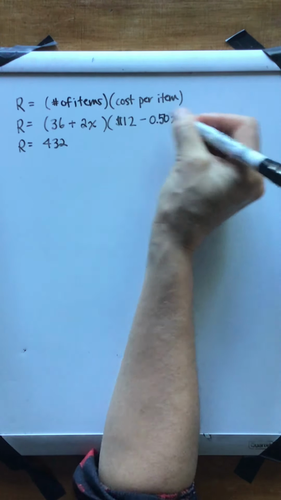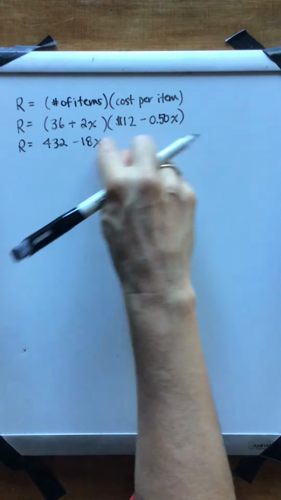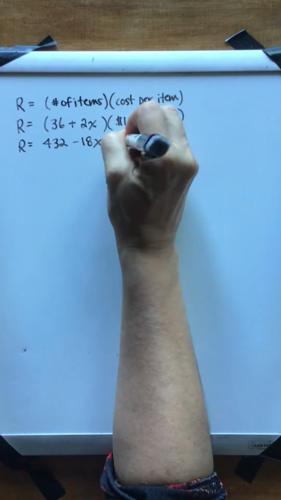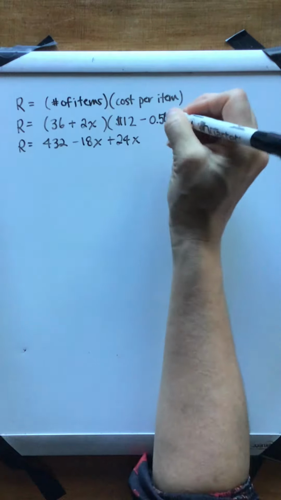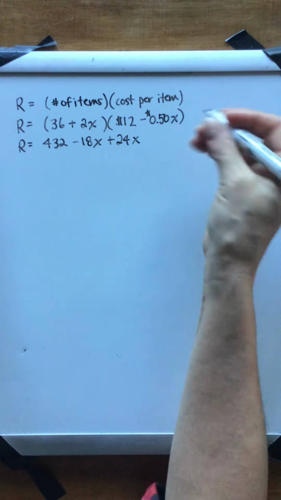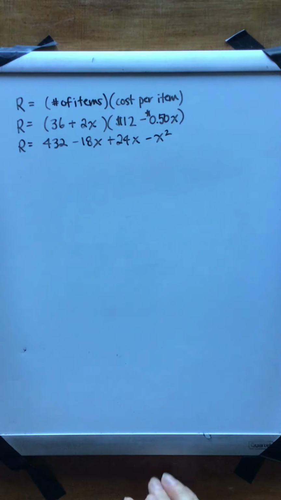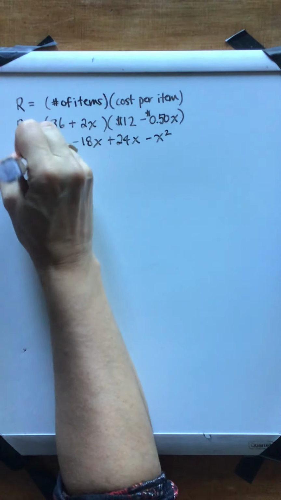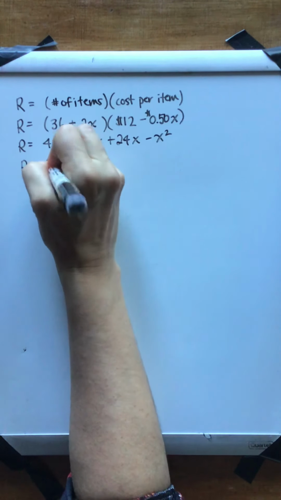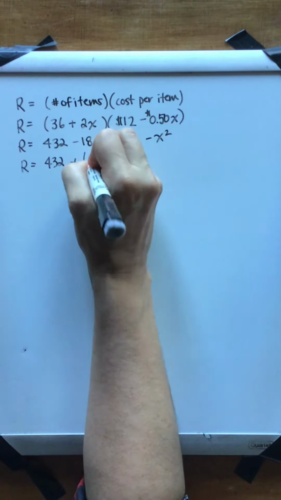The outsides, half of 36 and making it negative, would be negative 18x. On the inside, I would have 24x. And for the last terms, I would have half of 2, which is 1, but it's also negative. And I have x times x to give me x squared. Let's combine these like terms together. And in doing so, we'll get 6x.